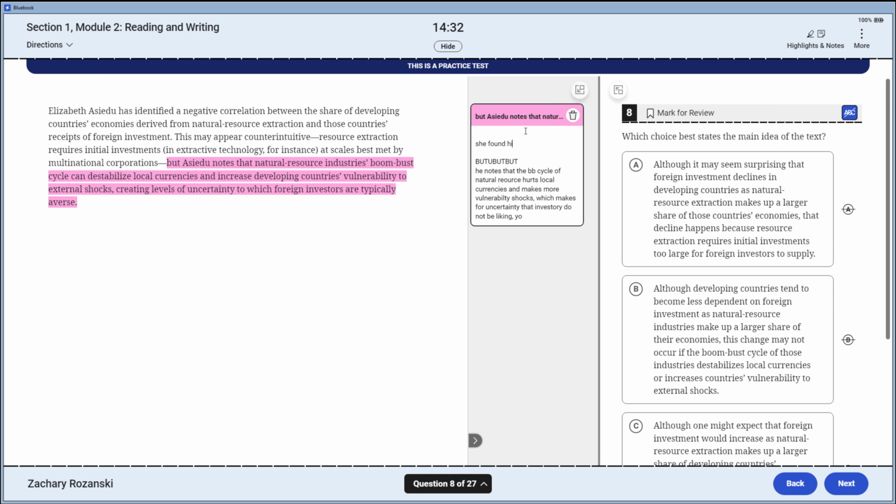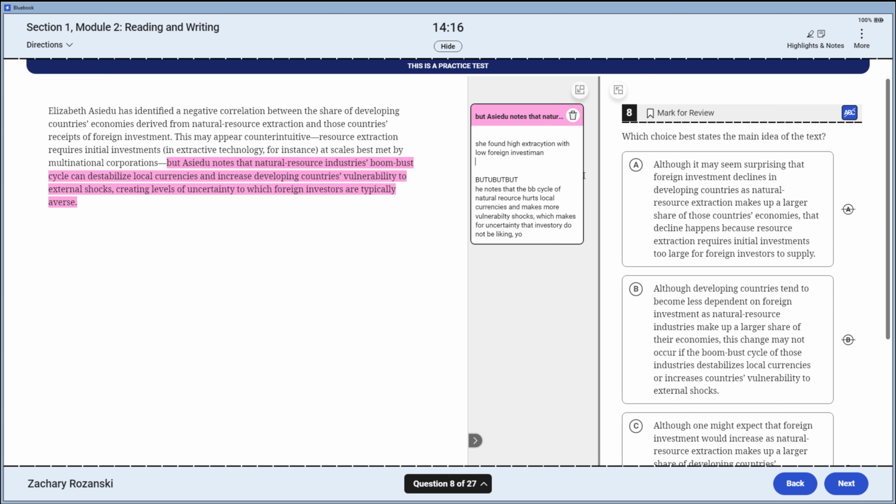She's found high extraction is correlated with low investment, low foreign investment. Because negative correlation just means that the variables move in opposite directions. The other thing could be true.